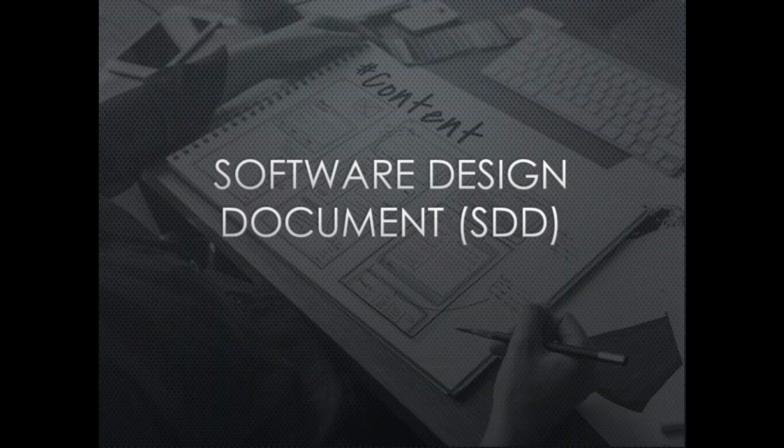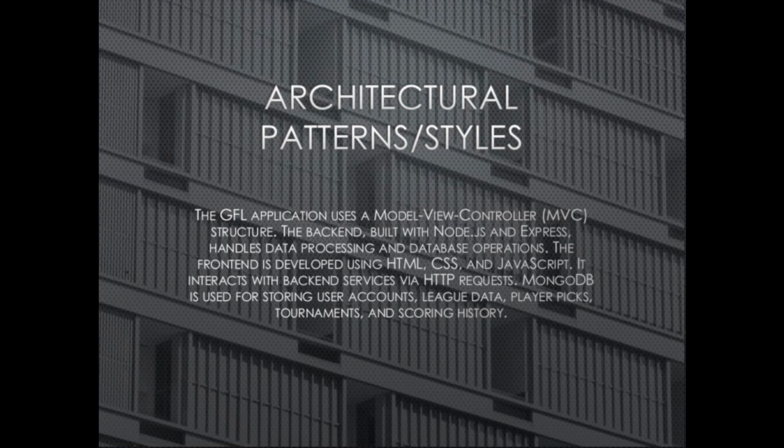Next, we move to the software design document. For the architectural patterns and styles, the GFL application uses a model view controller. The backend, built with Node.js and Express, handles data processing and database operations. The front end is developed using HTML, CSS, and JavaScript. It interacts with the backend services via HTTP requests, and MongoDB is used for storing user accounts, league data, player picks, tournaments, and scoring history.